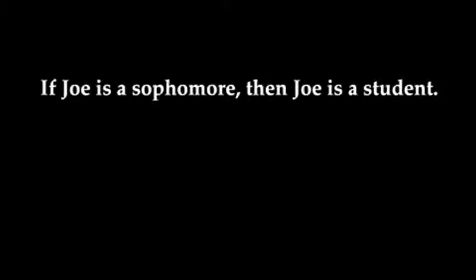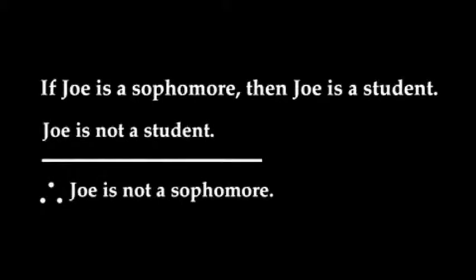Go ahead, try. Here's an example. If Joe is a sophomore, then Joe is a student. Joe is not a student, so Joe is not a sophomore. Add any premise you want to that argument, and it will still be valid, which shows that the deductive standard of validity is indefeasible. In contrast, the inductive standard of strength is defeasible. If you add additional premises or additional information, it can make a strong argument weak.